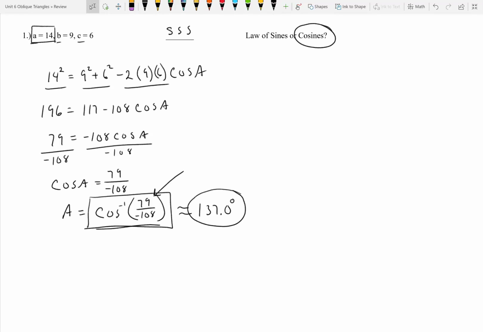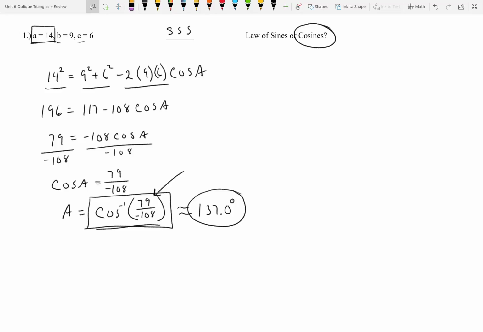Now, since we've found angle A, we now have a complete ratio of a side and its angle, or the sine of that angle. So we can shift gears and stop using the law of cosines, and now we're going to find our next angle using the law of sines.